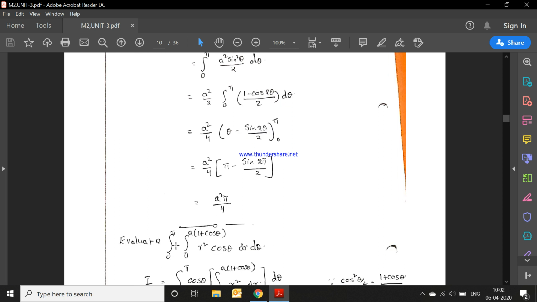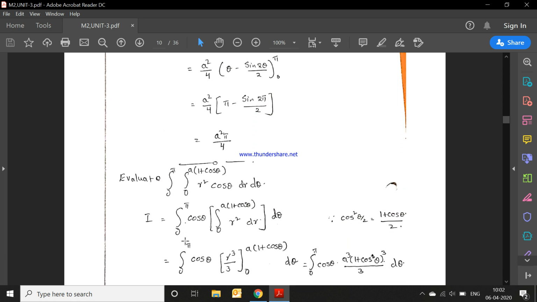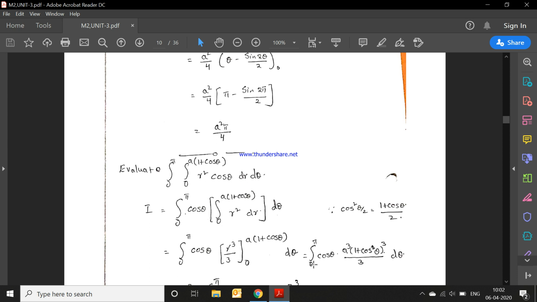Next example is evaluate integral 0 to pi, integral 0 to a into 1 plus cos theta, r square cos theta dr d theta. Here the first integration limit is a function in terms of theta. So that's why these are the limits for r. The remaining limits are for pi. So integral 0 to pi cos theta. Why? First you have to integrate with respect to r. So cos theta is right outside. So r square integration is r cube by 3. Limits are 0 to a into 1 plus cos theta d theta.